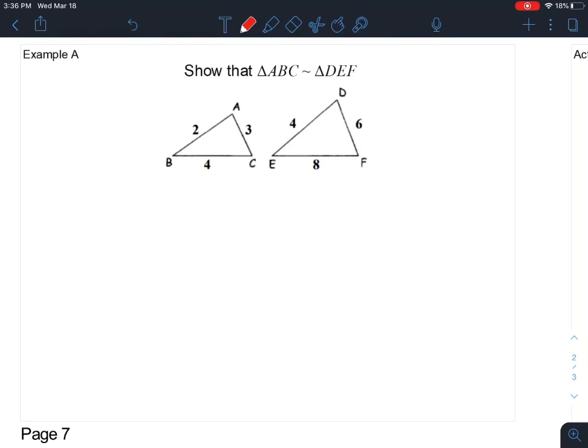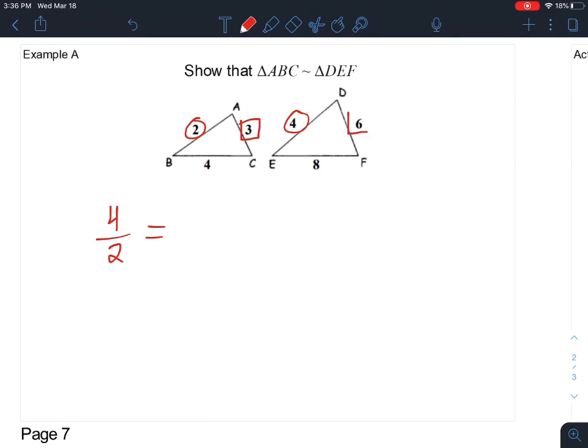Okay, in this first example, we are going to demonstrate that triangle ABC is similar to triangle DEF. Now, we are not given any information about the angles, but we are given side lengths for both triangles. So we just need to match up what is corresponding. I'm going to say 4 and 2 appear to be corresponding to each other, so I'm going to write that as a fraction.